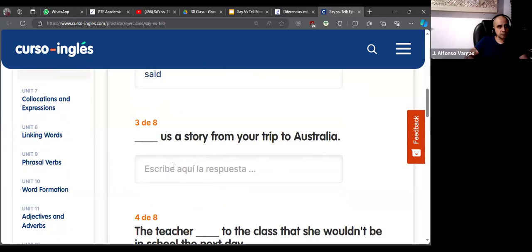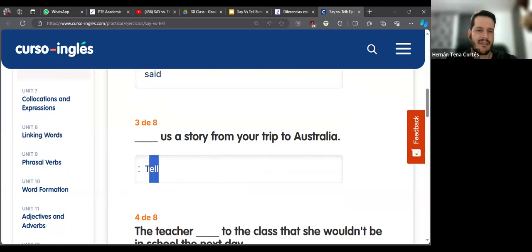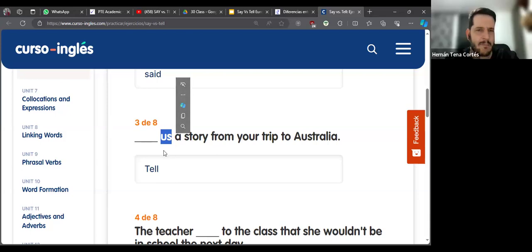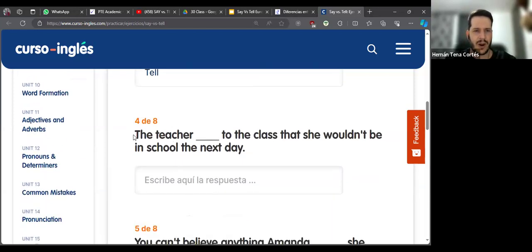Tell us a story from your trip to Australia. Very good. Y sabemos que es tell porque mire, aquí tenemos el us. Acuérdese que este tell lo usamos después de tell. Usamos un object pronoun. Us, you, we, right? Us, you, them, him, her, or we use the name, right? Tell Jessica, tell Michael, tell me, tell them, tell us, etc. Very good, Alfonso. All right, number 4 is going to be for Jennifer.